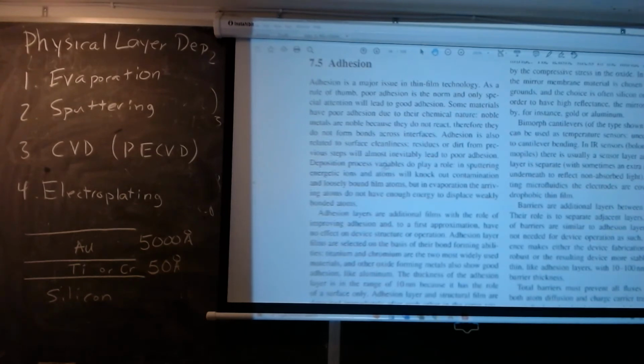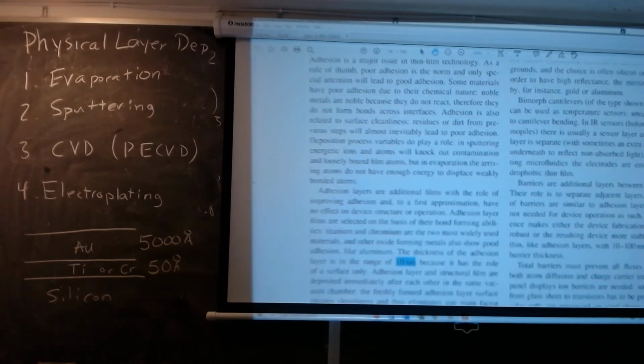His suggestion is 10 nanometers, which is 100 angstroms. A lot of people use 50 because that tends to work, and in semiconductor processing, it's like most other things: you raise the value of something until it works, and then more is not necessarily better. So a lot of people use 50 angstroms or 5 nanometers. Let me see what else he says here.